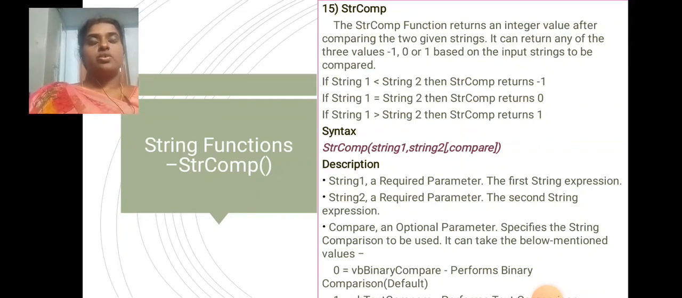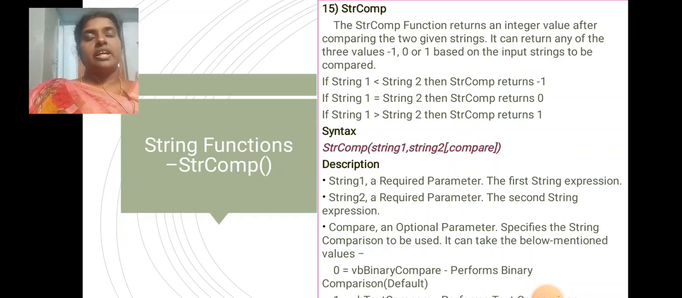String 1 is the first variable to be compared with string 2. Compare is an optional parameter. You can pass either 0 or 1. 0 means it is going to perform a binary comparison, that is, ASCII code, with case sensitive checking. Capital A is not equal to small a. In case you pass 1 as the compare value, then we perform a text comparison. In that, small a is equal to capital A.